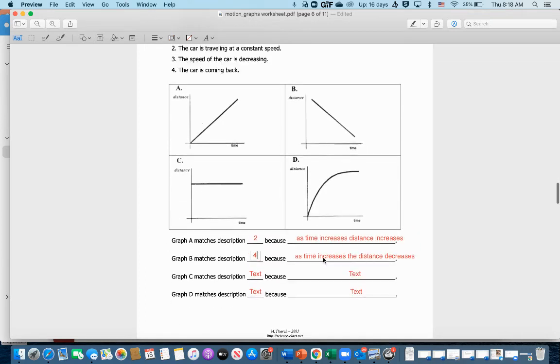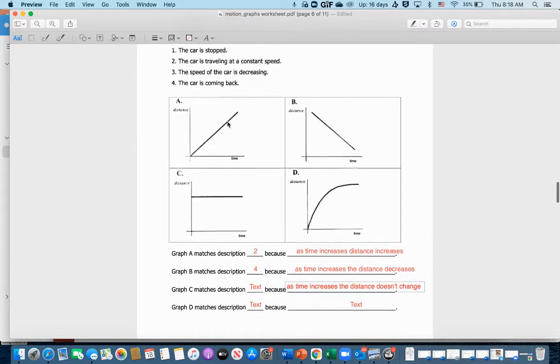All right, so I split this into two videos here. But here we go. Graph C right here. So I'm going to go ahead and look at what's going on here. As time increases, my distance doesn't change. So as time increases, the distance doesn't change here.